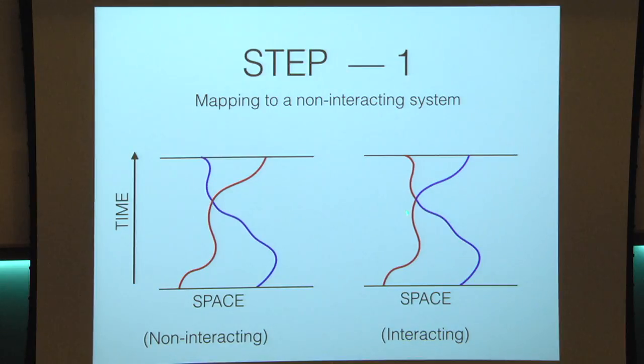So this is one particle and this is one particle. In fact, I can go from one picture to the other picture. Whenever these two trajectories cross, I just switch the color. That's the mapping from the interacting problem to the non-interacting problem. Therefore, I can forget about the interacting problem and just look at the non-interacting problem.